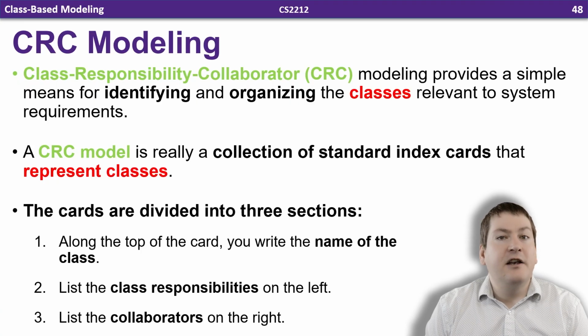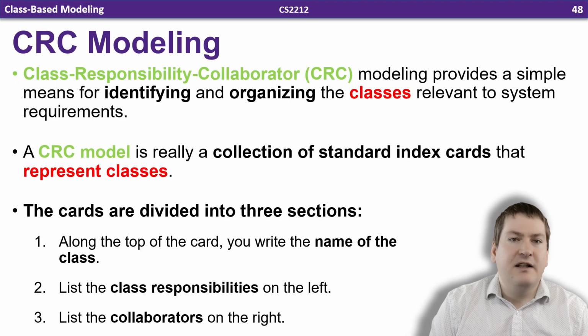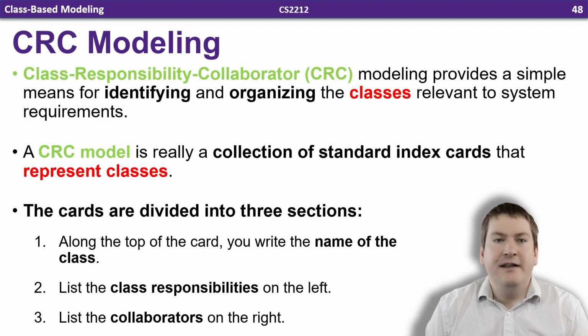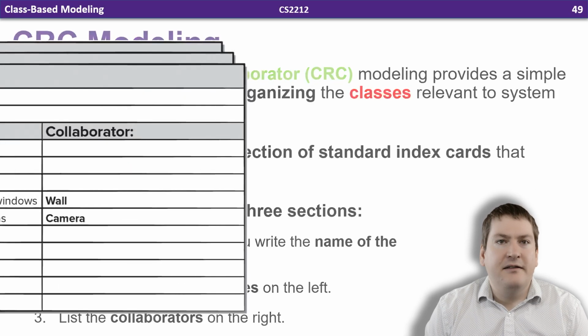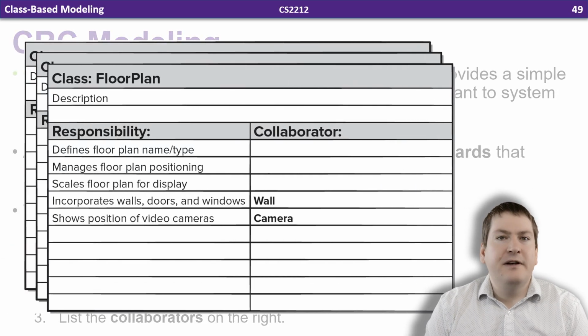Each card is then divided into 3 sections that specify the name of the class, the list of the class's responsibilities, and the other classes that collaborate with this class. They look something like this. For this case, we have a class called Floor Plan, which is responsible for the following: defining a floor name and type, managing the floor plan positioning, scaling the floor plan for display, incorporating walls, doors, and windows, and showing the position of video cameras. The classes it collaborates with are wall and camera. The idea here is that you would have a card like this for each of the analysis classes you identified.